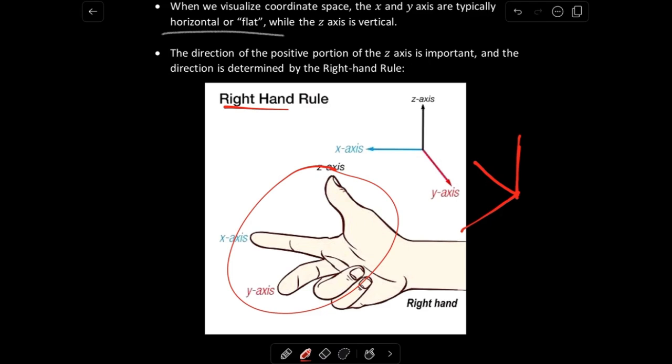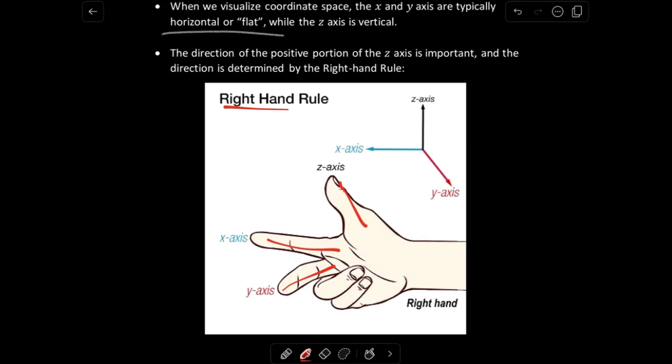So basically your thumb, your pointer finger, and your middle finger are going to be at 90 degrees to each other. So it should be making this shape here. And this is how the right-hand rule works. The y-axis is represented by your middle finger. The x-axis is represented by your pointer finger, and the z-axis is represented by your thumb. Now these are going to be in the positive direction of each axis. So the middle finger denotes the positive y-axis. The pointer finger denotes the positive x-axis, and then your thumb is going to denote the direction of the positive z-axis. So that's how the right-hand rule works.